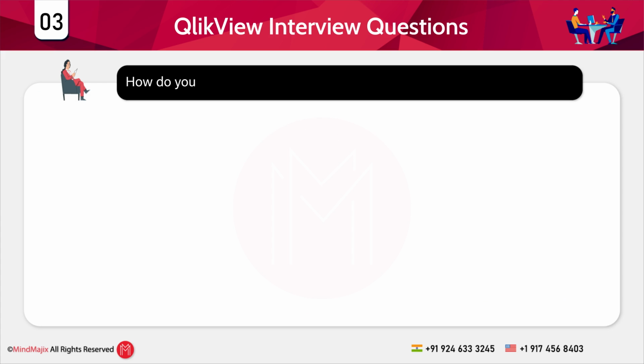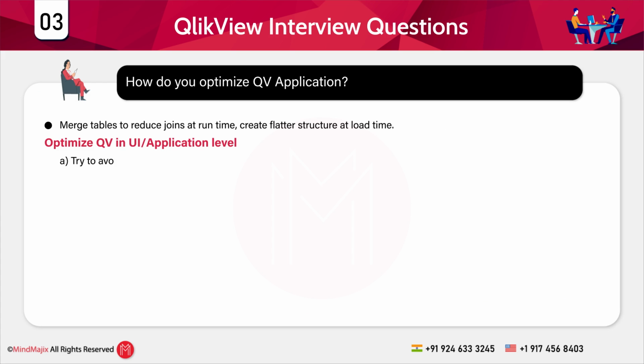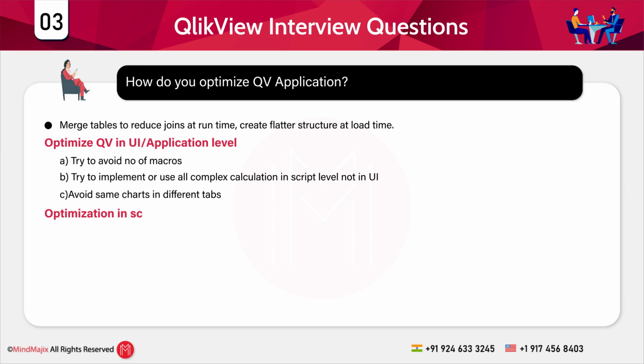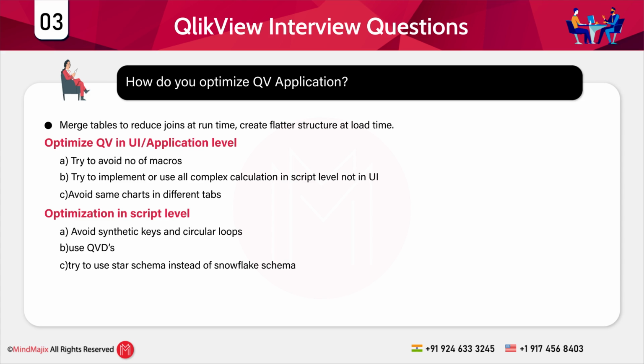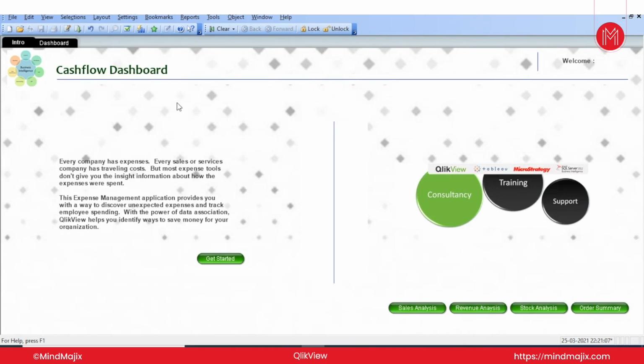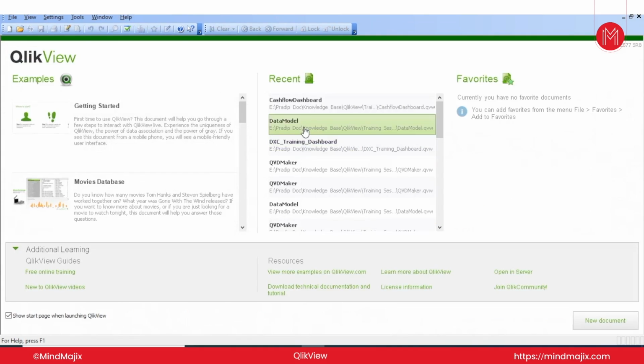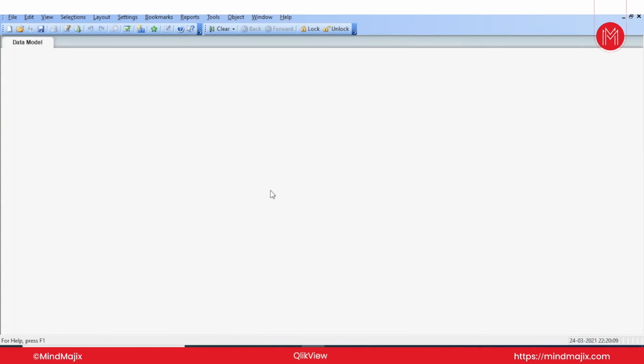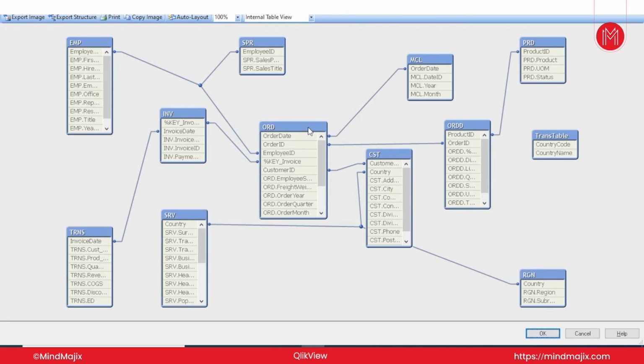How do you optimize a QlikView application? So the answer is merge tables to reduce joins at runtime and create a flatter structure at load time. So suppose we have multiple files. Let me show the data model. Here we have many tables.